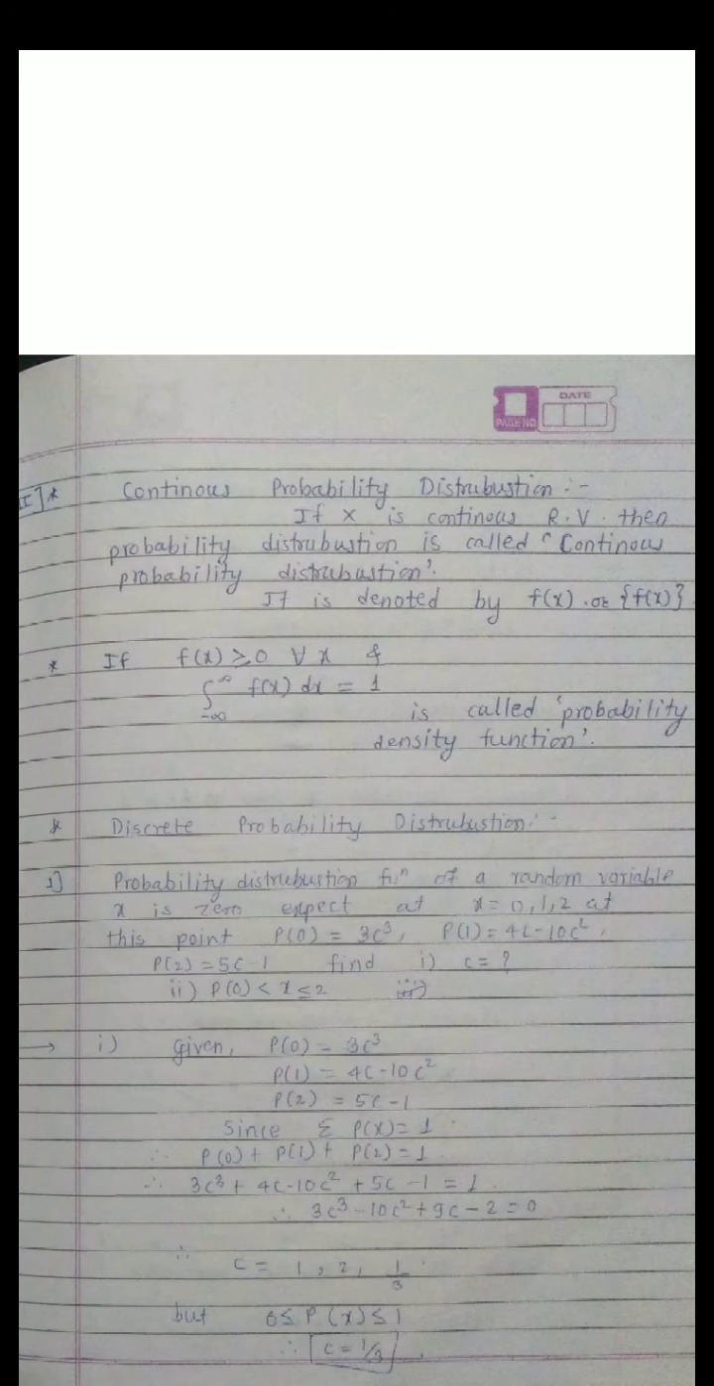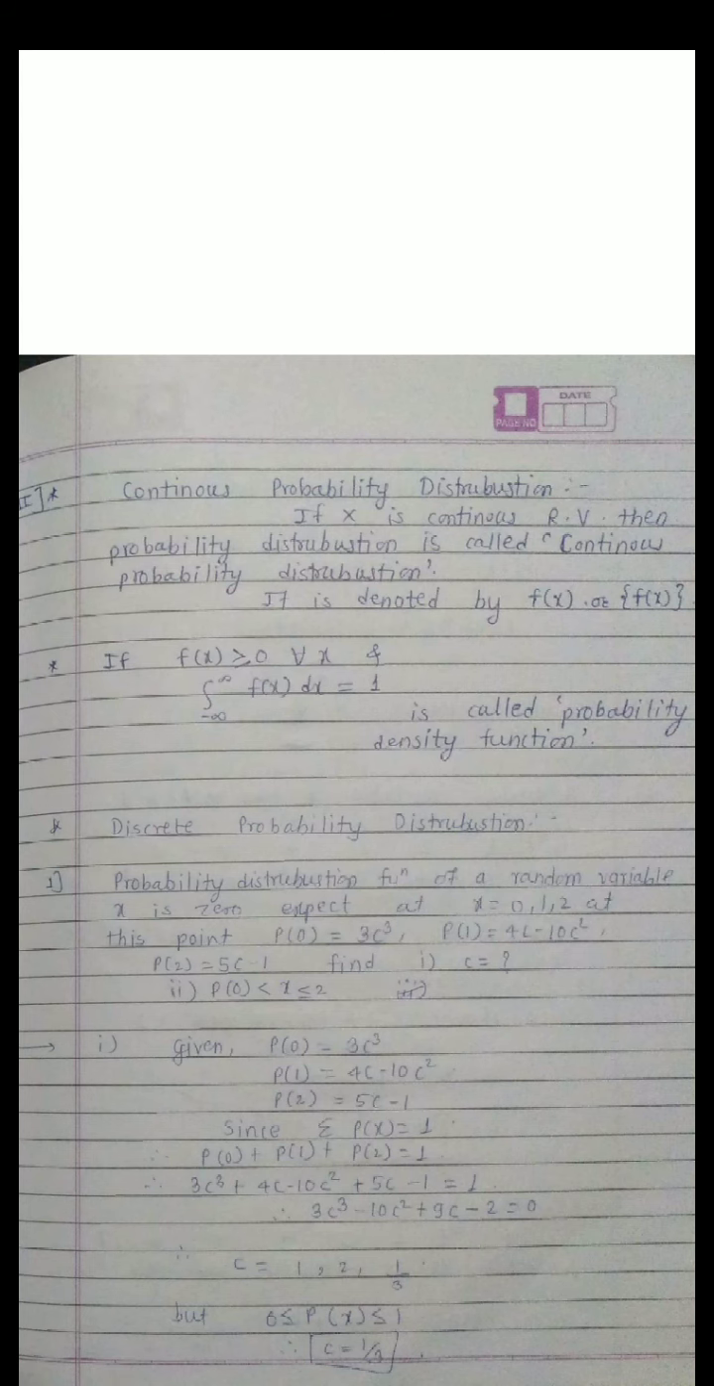Now the second is the continuous probability distribution. In the probability distribution, if capital X is continuous, then it is a continuous probability distribution, and the notation for this is f of x. If f of x is greater than or equal to 0 for all x, this is the first property. And the second is that the integration from minus infinity to infinity of f of x dx is equal to 1. It is called the probability density function, meaning f of x is the probability density function. In short, PDF is also a name for this probability density function.